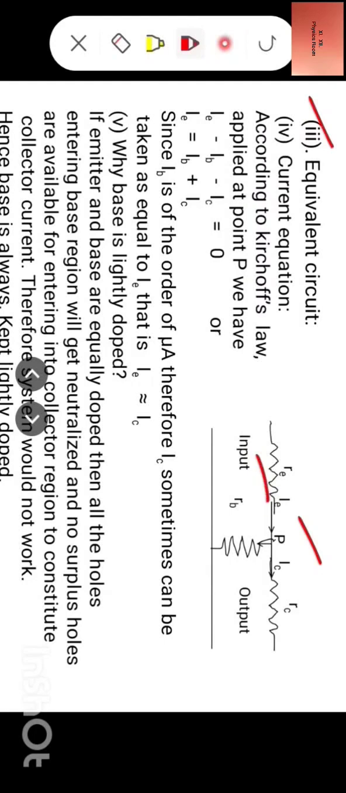This is emitter region, resistance is RE. This is base region, resistance is RB. This is collector region, resistance is RC. Now fourth, current equation.